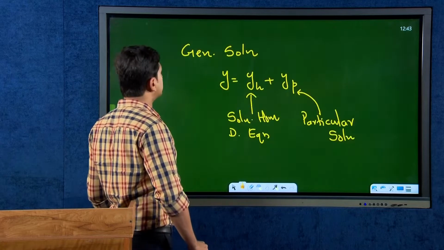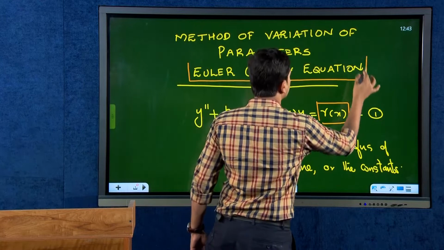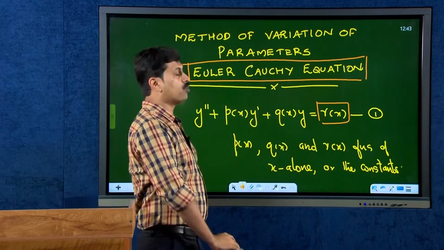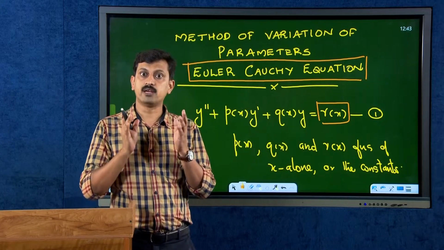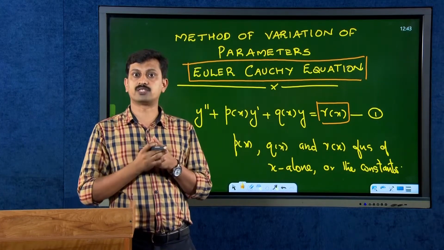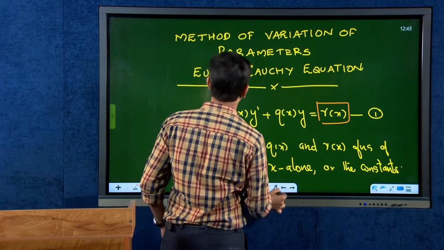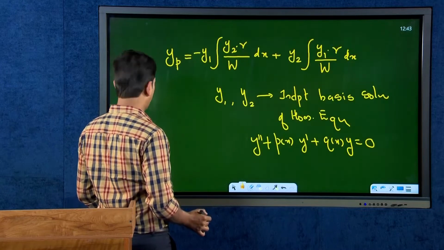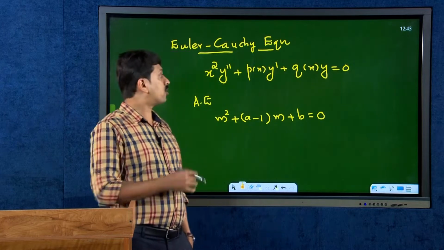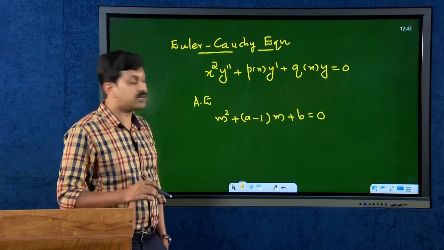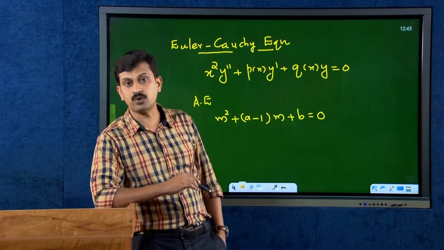In this session we will discuss how we can use this method of variation of parameters in the Euler-Cauchy equation. We already discussed how to evaluate the Euler-Cauchy equation and how to find its general solution, which we discussed before. What is actually the Euler-Cauchy equation? We know that the Euler-Cauchy equation is of the form x square y double dash plus p of x y dash plus q of x y is equal to 0.